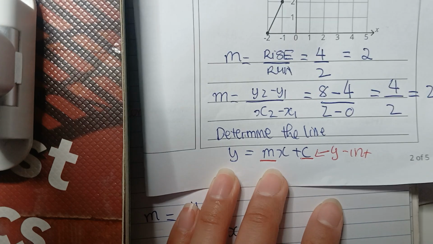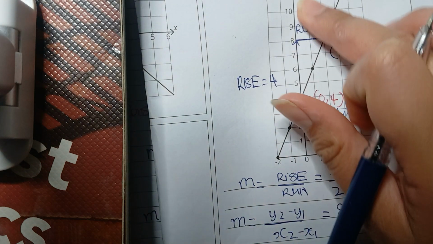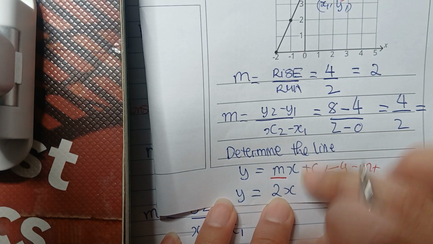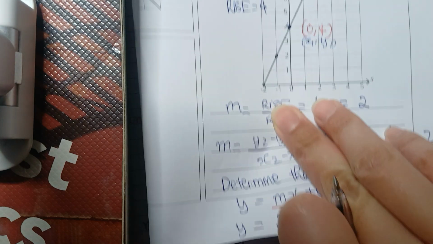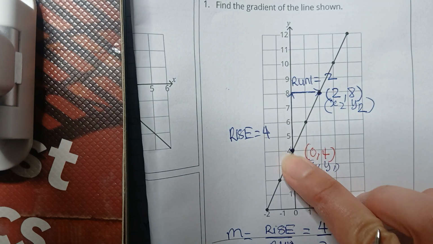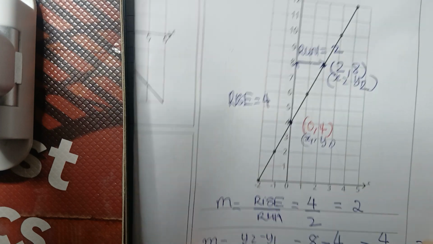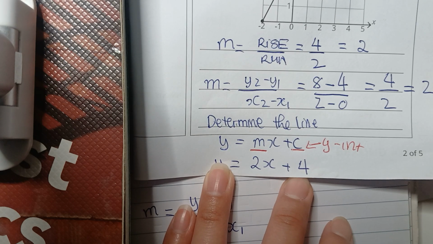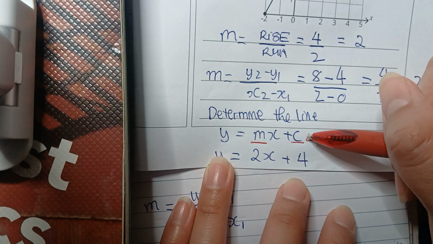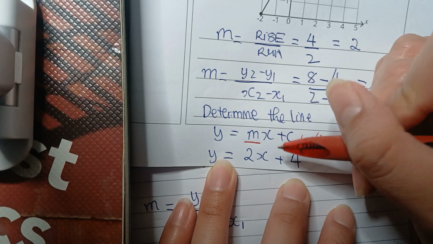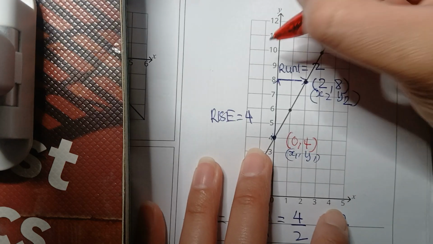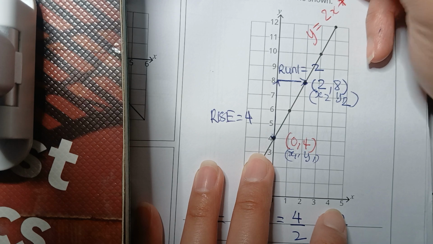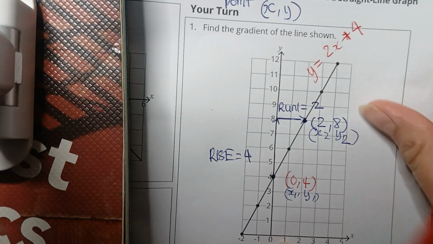If you have m as 2, the gradient of this line is 2, so you have y equal to 2x, and c is 4. It cuts the y-axis at 4, so c will be equal to 4. Then that's it. When they ask you to determine the line, you look for the gradient, look for the y-intercept, and substitute the values in. Then you know this is the line y equal to 2x plus 4. Alright? For those who can go ahead.